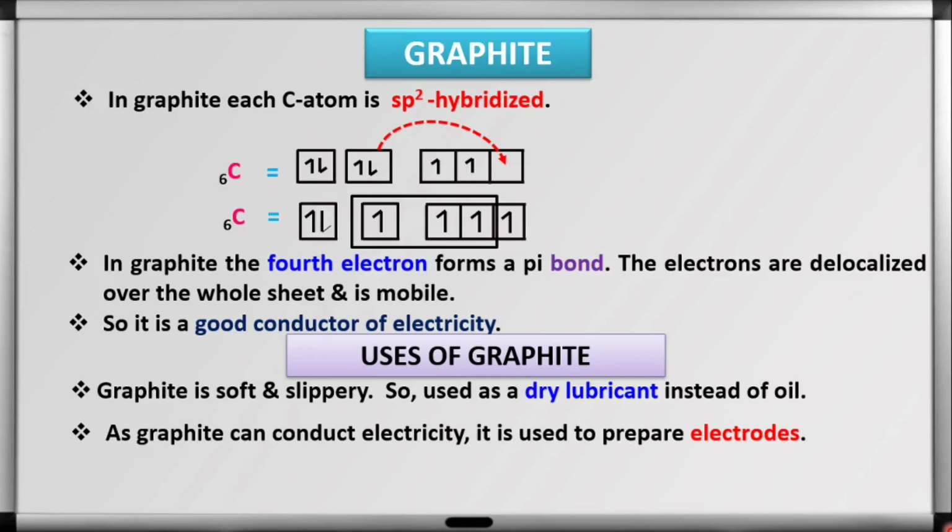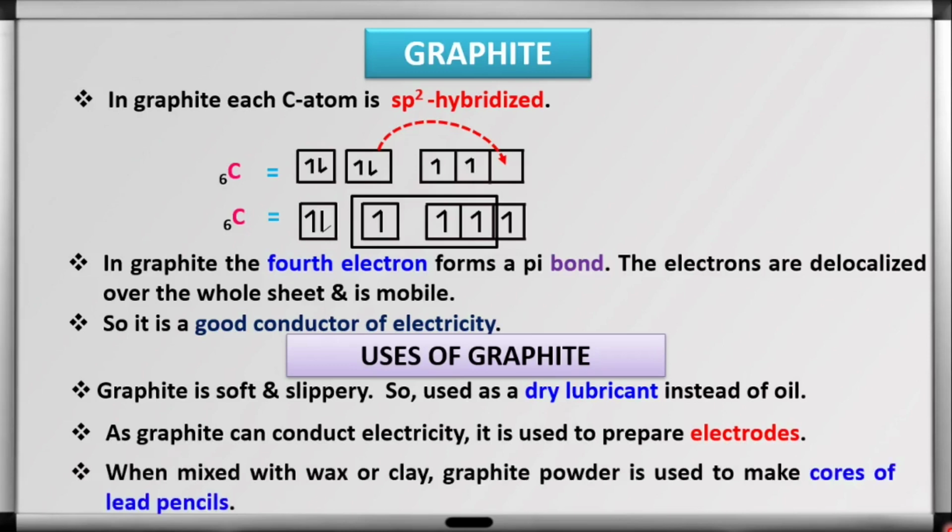सो graphite electrodes also play an important role. After that, when graphite is mixed with wax or clay, the graphite powder is used to make the cores of lead pencils. This is also important. आपली जी पेन्सिल असते त्याच्यावरचा जो ब्राऊन कलरचा पार्ट असतो, that is the core part, and for that core part graphite powder is used. So very important use.